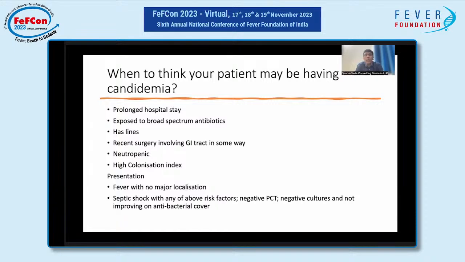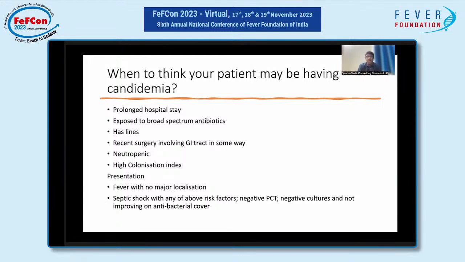When you think your patient may be having candidemia, we discussed that. Prolonged hospital stay, broad spectrum antibiotic, lines, GI tract surgery, neutropenic, and high colonization index. That means multiple sites of the body, for example, sputum or urine or wound or drain, they're all colonized with Candida. Higher the colonization, higher the rate of candidemia. We discussed that sputum Candida is not diagnostic of pneumonia. At the same time, it's a risk factor for candidemia. A urine Candida, we don't routinely treat it, but it's a risk factor for candidemia. A wound drain Candida is a colonizer, but it's a risk factor for invasive candidiasis or candidemia.